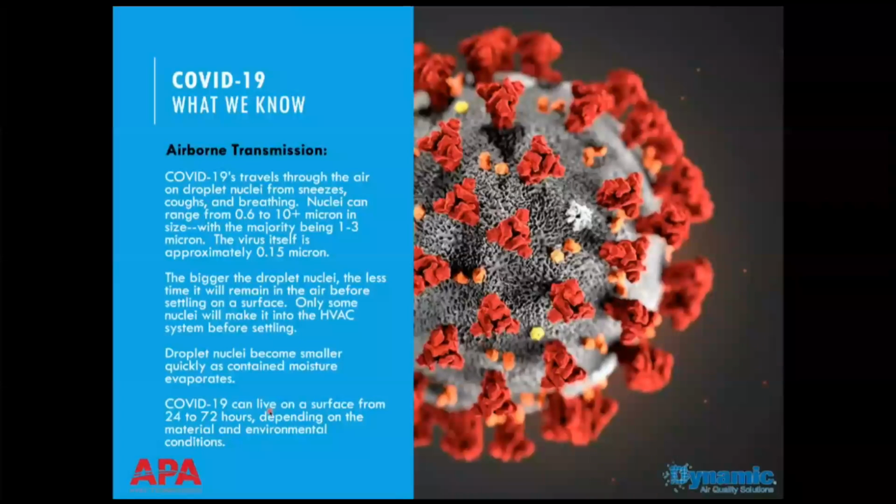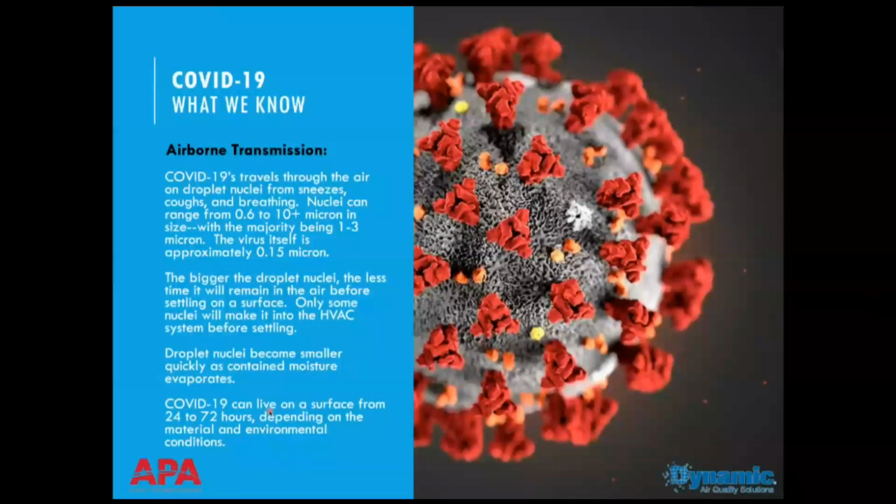The big droplet nuclei settle pretty quickly, right? And so they're falling to the floor, which is why the 6-foot distancing helps reduce that vector of transmission. The smaller ones, the 1 to 3 micron ones, will stay suspended quite a bit longer. And the other fact is that as the droplet nuclei are exhaled, they're sort of in a bundle of moisture and other things. The moisture evaporates quickly, and so the bundle gets smaller quickly and is more likely to stay suspended and be entrained into an HVAC system.